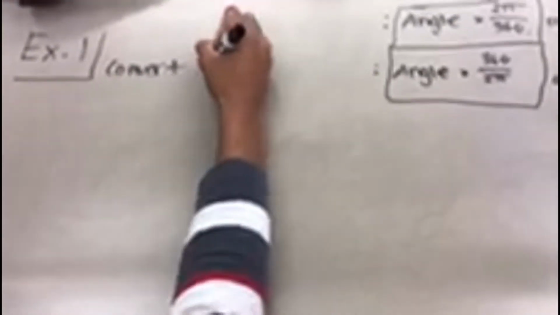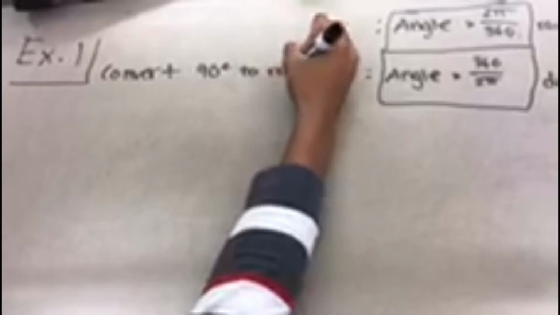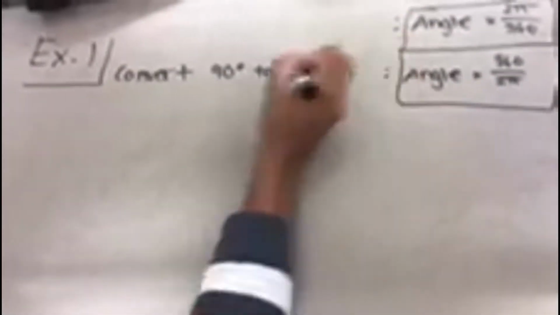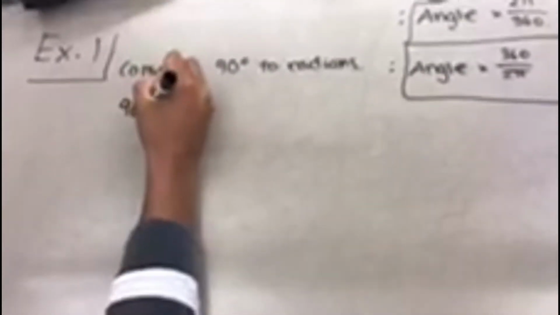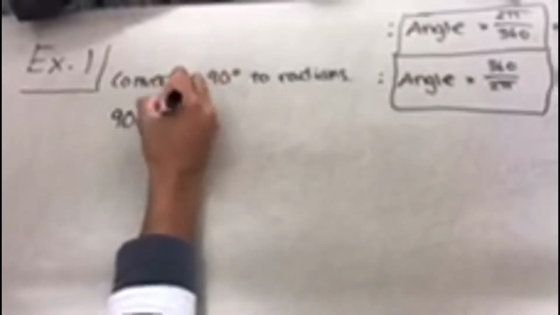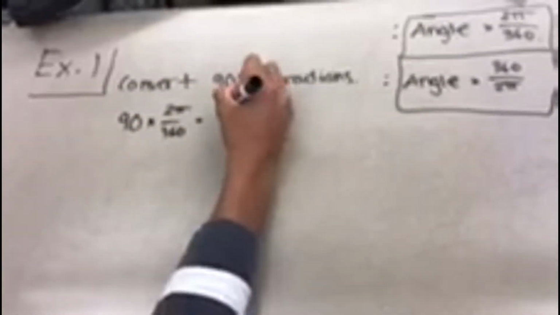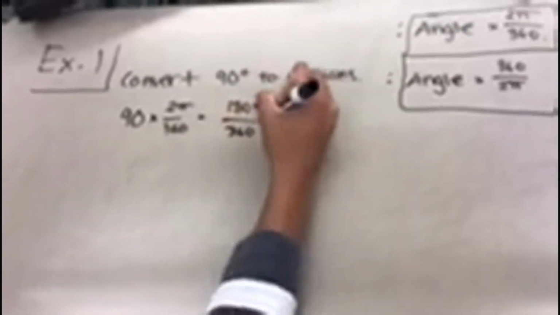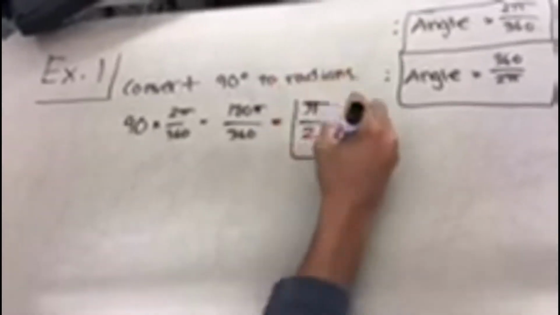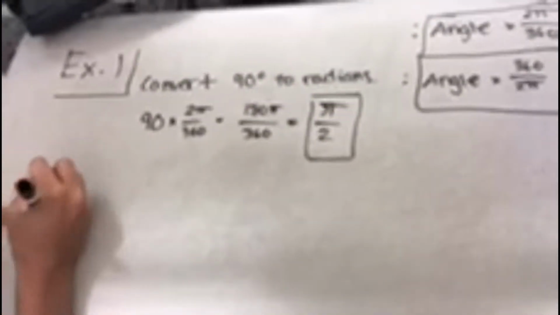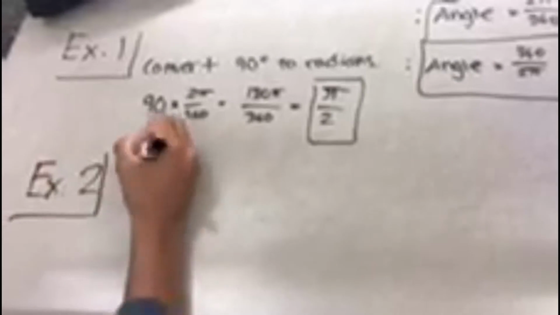Now, we're going to go for our first example. The problem: convert 90 degrees into radians. So, this is really simple. You just take the formula, which is angle times 2 pi over 360, and you do 90 times 2 pi over 360, which simplifies to 180 pi over 360, or pi over 2.